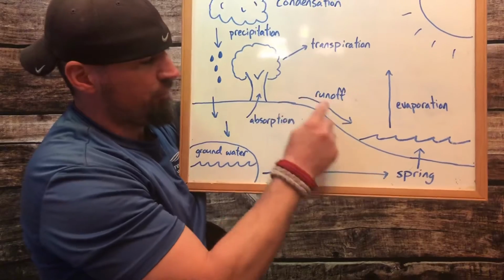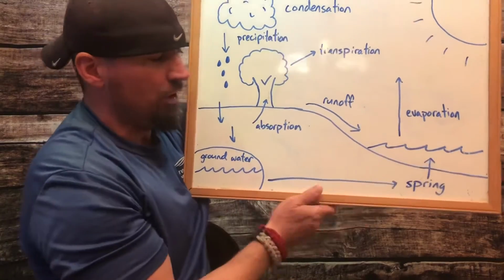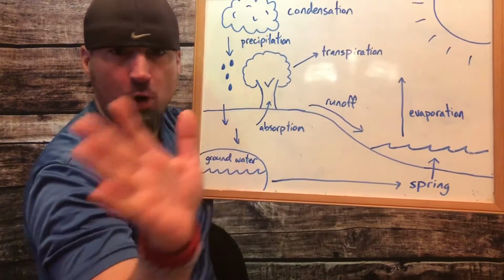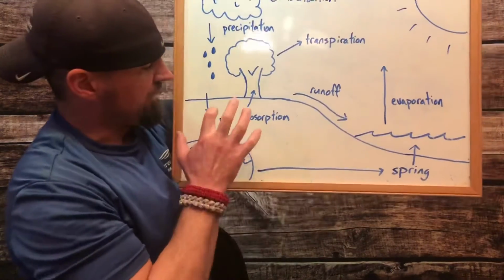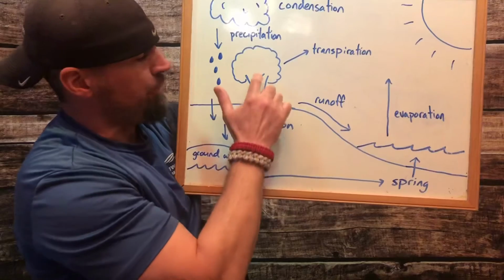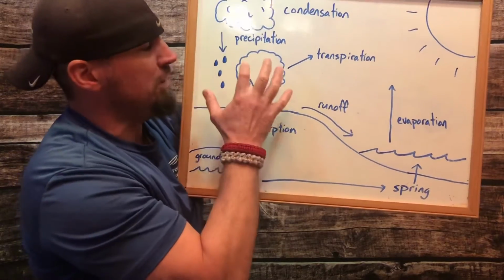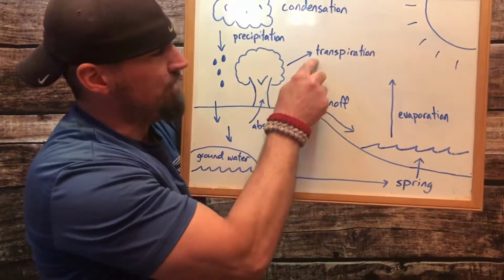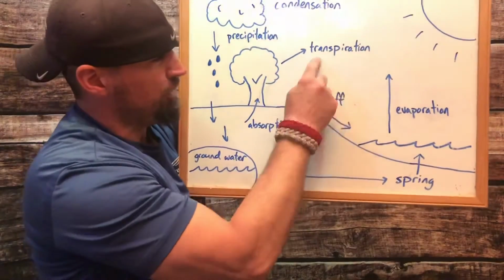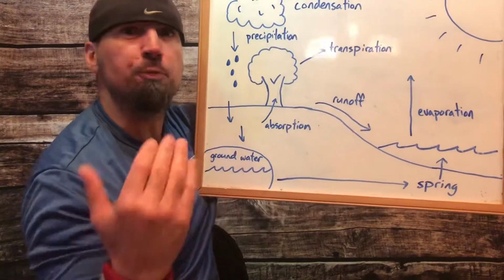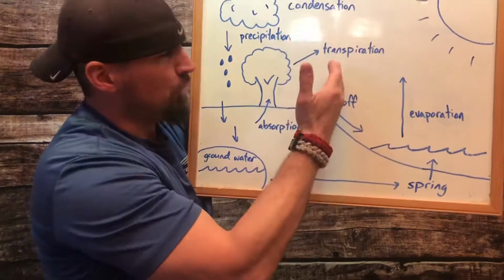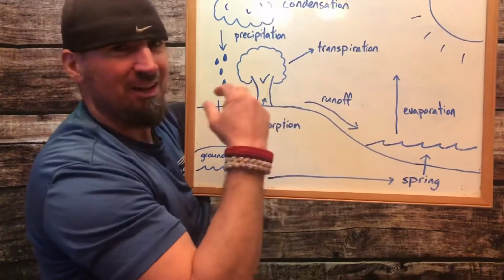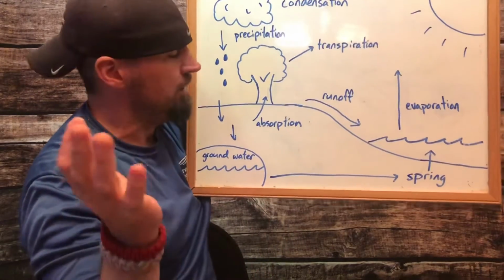Some of it just runs right off down a hill because of gravity into another collection point, river, stream, lake, ocean, wherever it happens to fall. The stuff that ends up in the ground, some of that is going to get pulled back up, absorbed into the tree. The tree is going to use that for photosynthesis. However, some of it is going to be lost. You're like, wait, Mr. Brett, what's that weird word there? Transpiration. When you breathe, we call that respiration. Transpiration is the tree breathing. It lets some water out so that carbon dioxide can come in so it can continue making food.